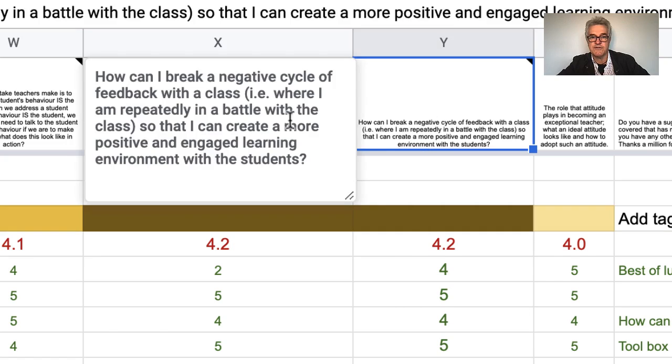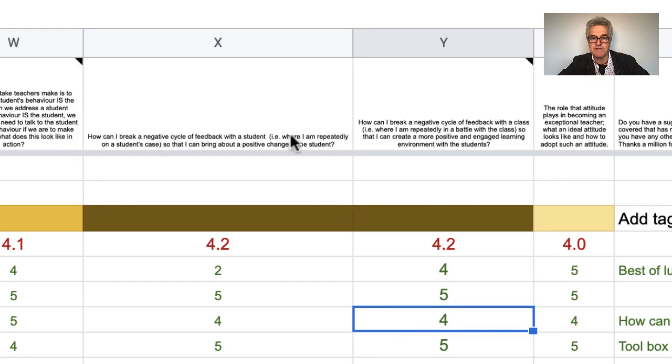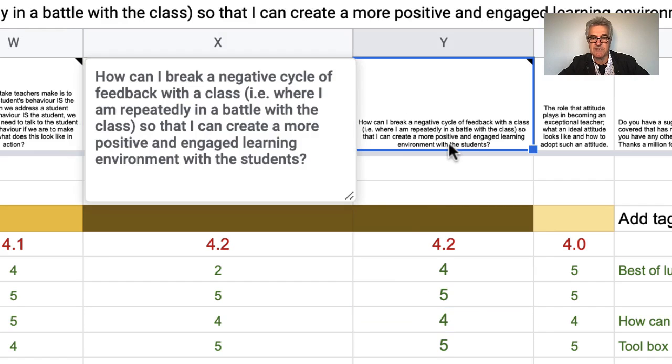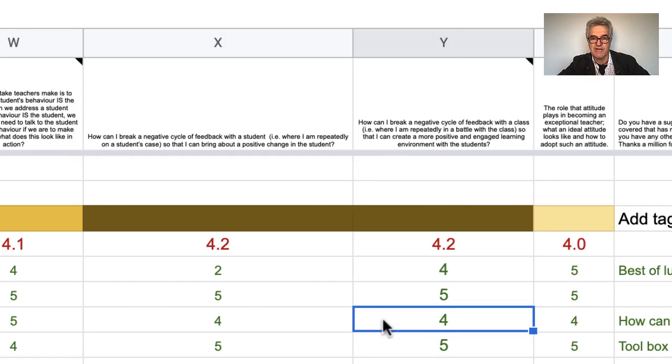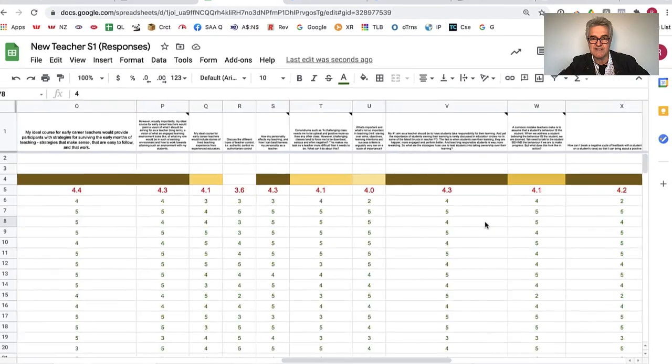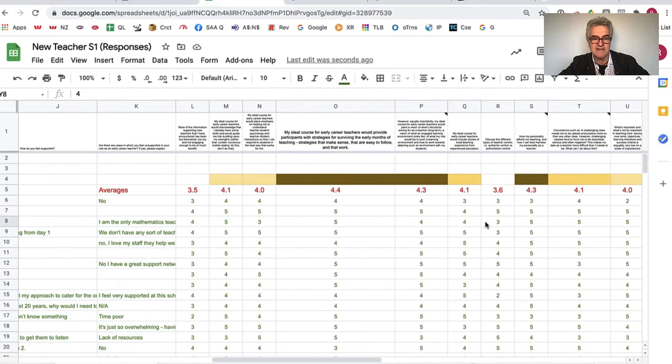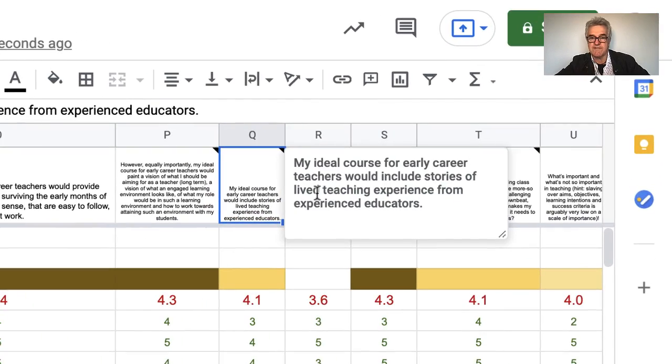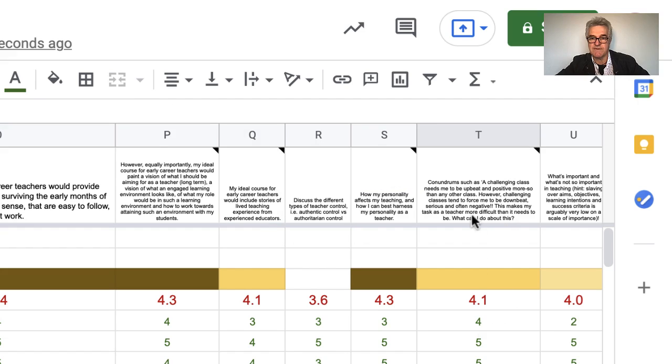Now here's a 4.2. How can I break a negative cycle of feedback with a class? In other words, where I'm repeatedly in a battle with a class, so that I can create a more positive, engaged learning environment. So there were 2 questions similar. This one was about students and this one's about the whole class. So very happy that those scored highly. And yes, again, we have a focus on that. We'll just have a look at a couple of 4.1s. Stories of lived teaching experience from experienced educators. Well, there's certainly a fair bit of that.